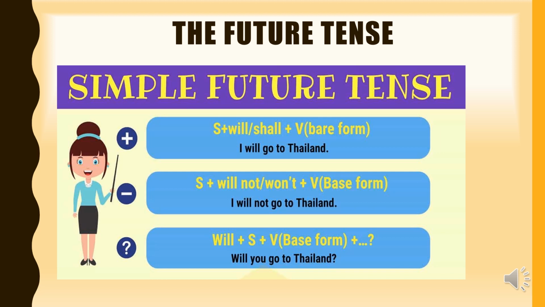Like the past and the present tense, the future tense has certain words that will give you an indication that this sentence is written in the future tense. Those words are usually will or shall.